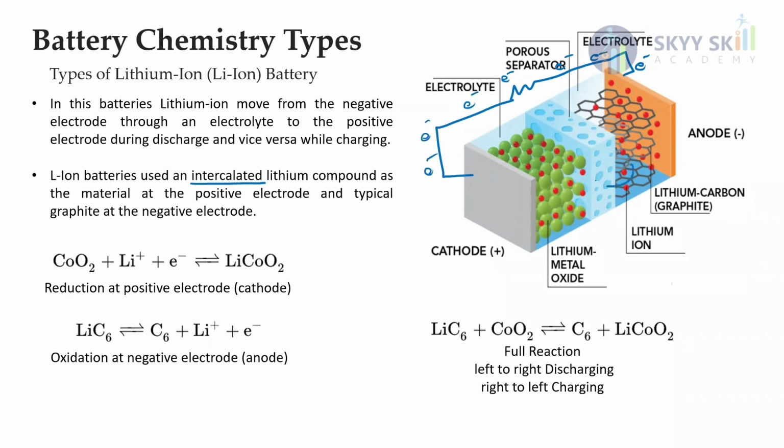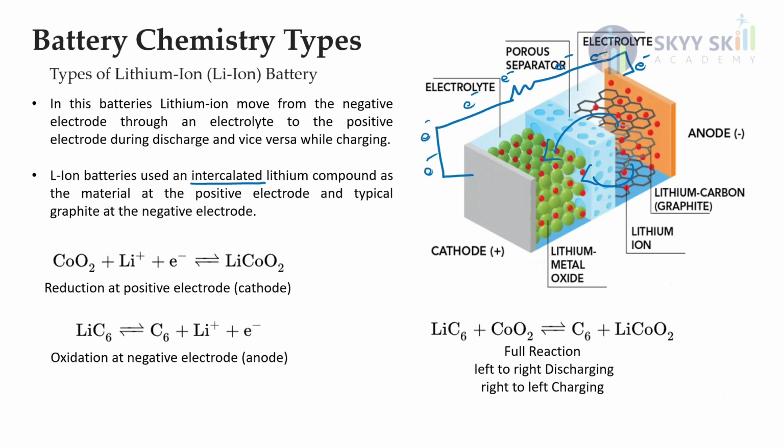Okay, you can see the lithium ion is flowing from one side to another side in the internal circuit. So when discharging, the ion will move from anode side to the cathode side inside the battery. And during charging, the same ion will flow from the cathode side to the anode side.